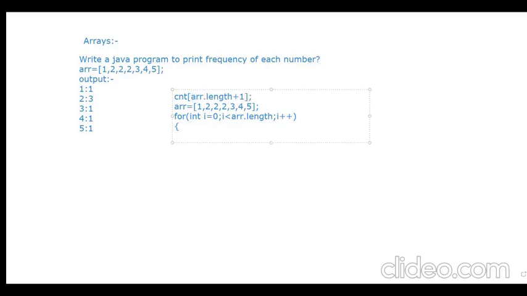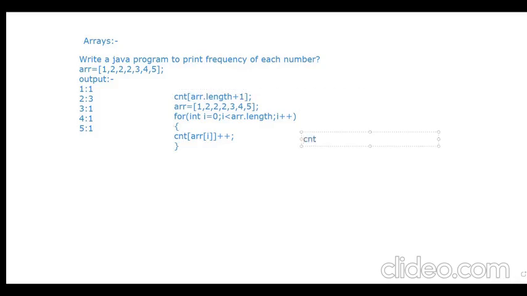Here in this for loop, we need to iterate, right? If I give count of array of I plus plus, then it will give the frequency of each and every element in the count array. In the count array, we will be getting each and every element's frequency. Let's check how it works.